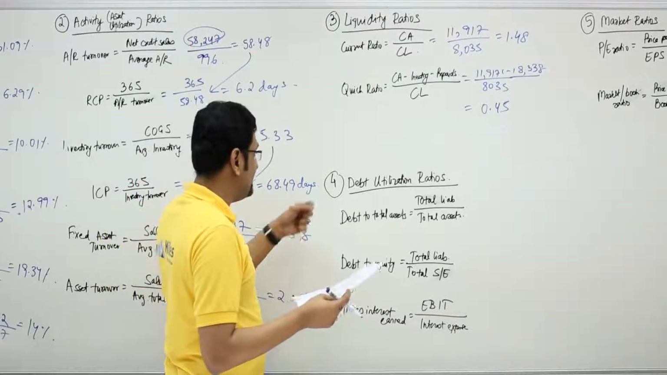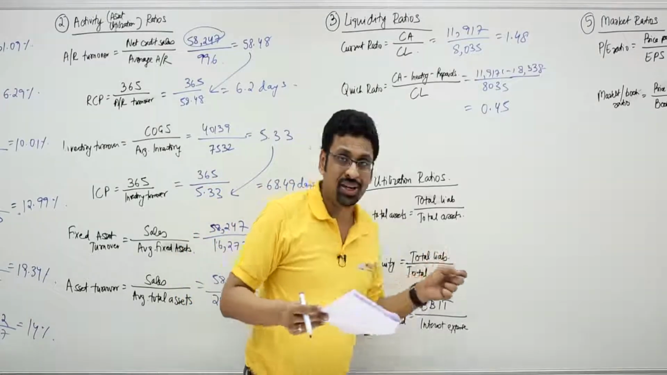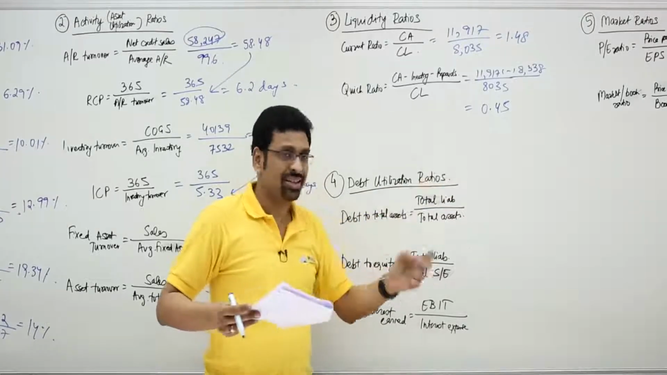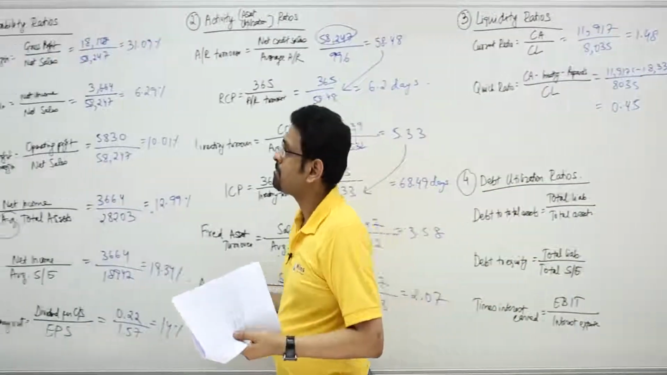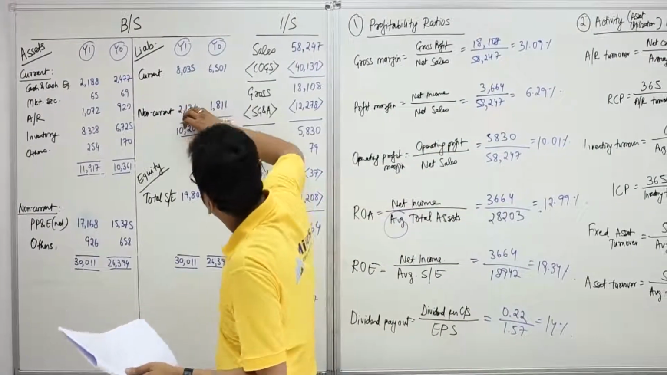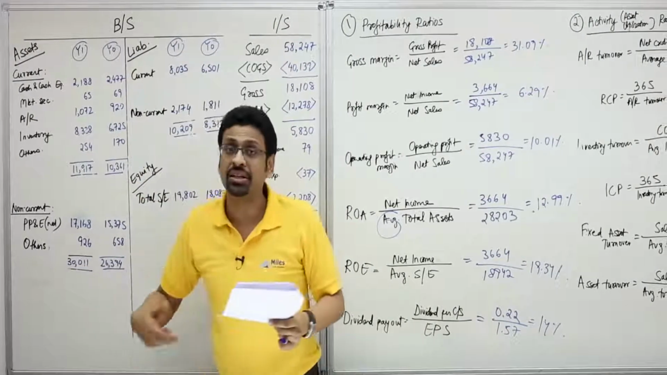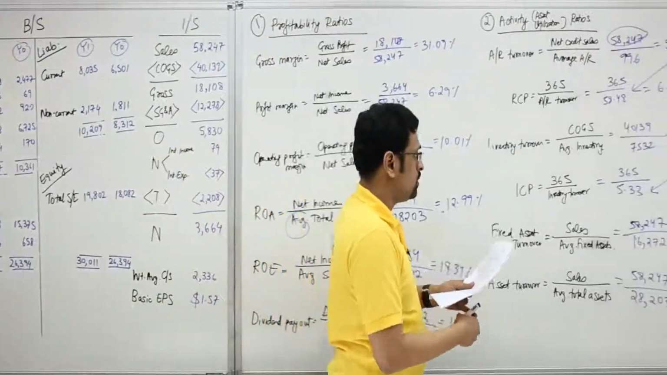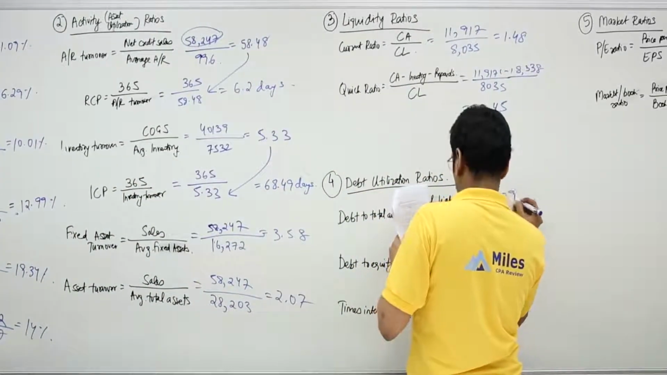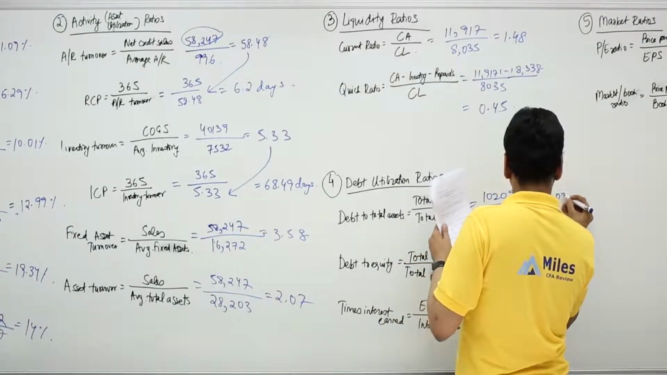Next, we're looking at debt utilization ratios. So let's start with debt to total assets. Here we can look at total liabilities by total assets. We're looking at what's the total liabilities versus what's the total assets. So that would be 10,209 divided by 30,011. This is 34.02%.